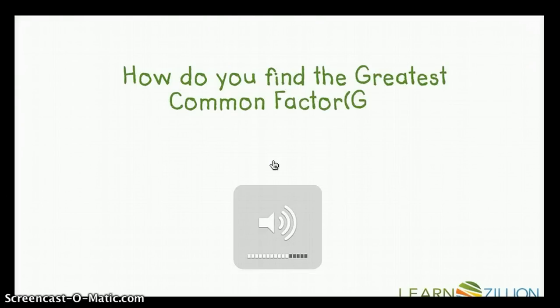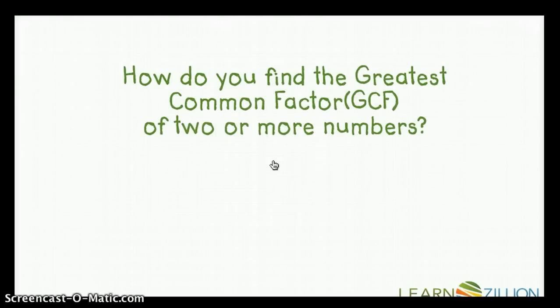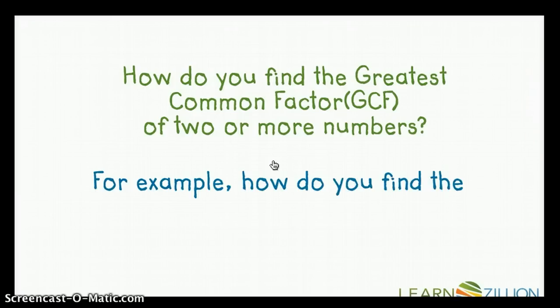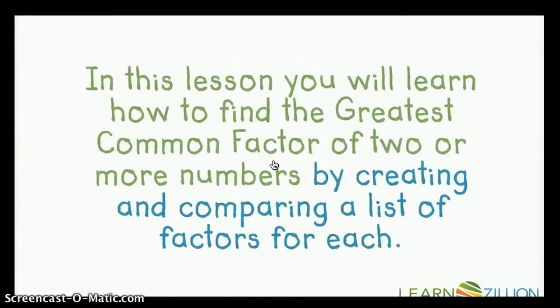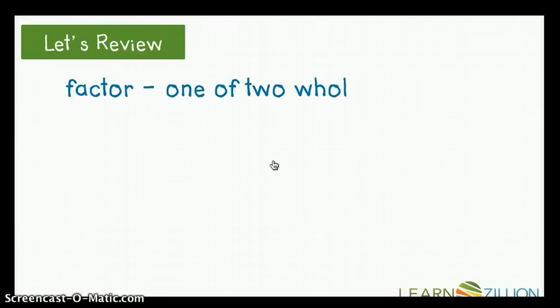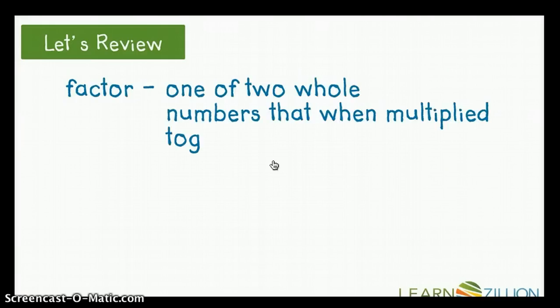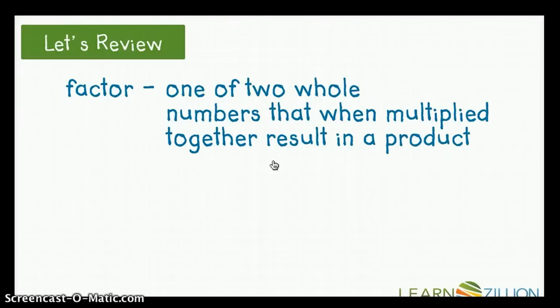Find the greatest common factor, or GCF, of two or more numbers. For example, how do you find the greatest common factor of 32 and 60? In this lesson, you will learn how to find the greatest common factor of two or more numbers by creating and comparing a list of factors for each. Remember, a factor is one of two whole numbers that, when multiplied together, result in a product.